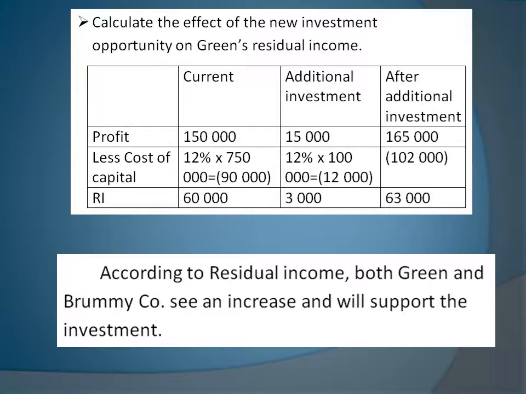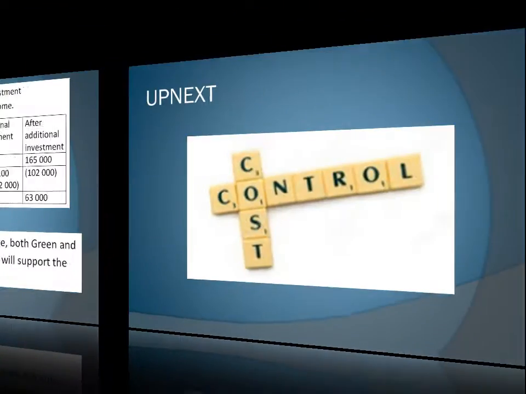Considering the effect of the new investment opportunity on Green's residual income, currently the residual income is 60,000. With the additional investment we get 3,000, which leads to 63,000 residual income after the additional investment. So according to residual income, both Green and Primary Corporation see an increase and they will support the investment.